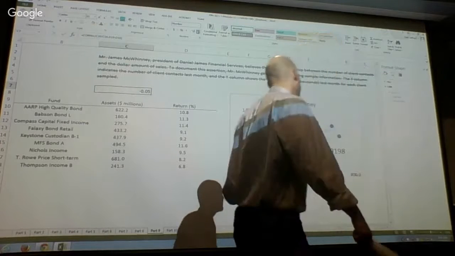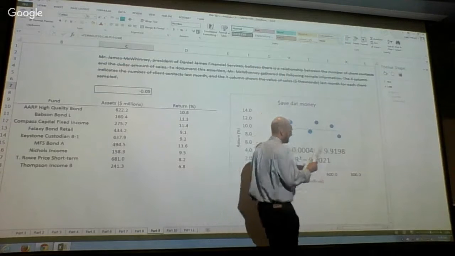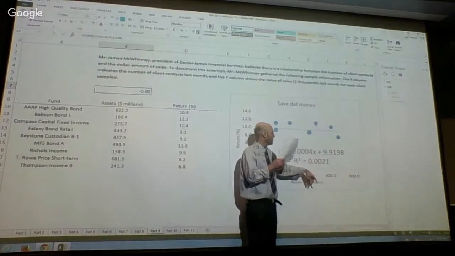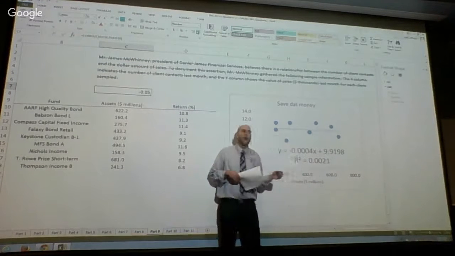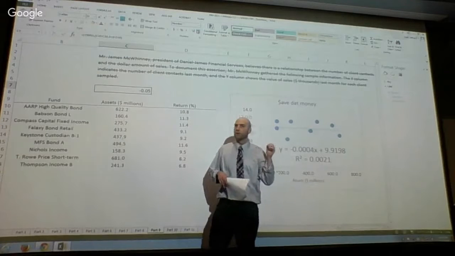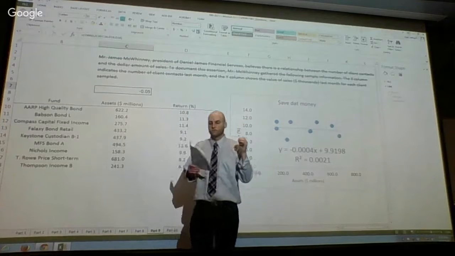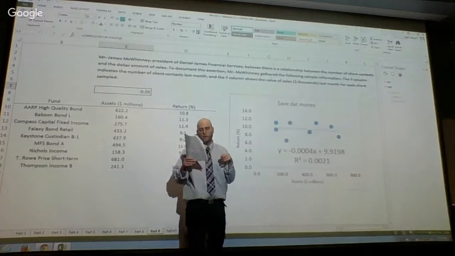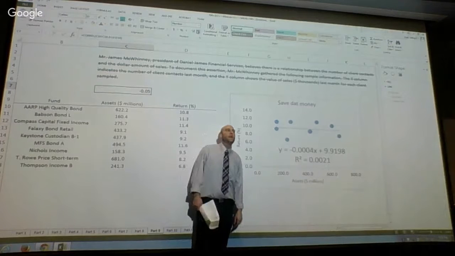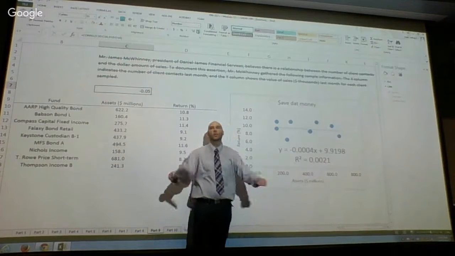85, the coefficient of determination, 0.0021. That certainly rounds to a whopping 0. 85D. 85 down, 16 to go.